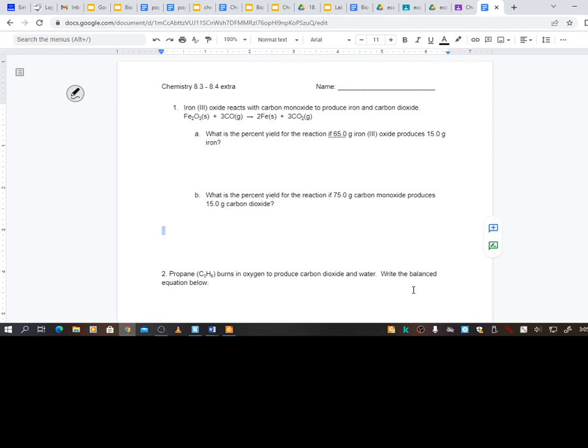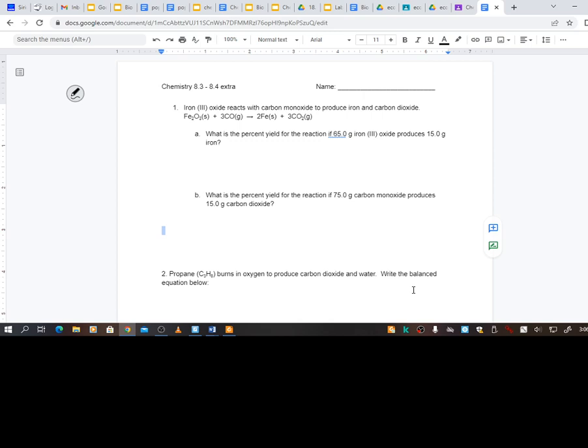8.3 is all limiting reactants. So it's which one of my reactants, which is on the left side of the equation, is stopping my reaction? Which one is limiting how much product I can make? So we're always looking at product. And then 8.4 is percent yield. So we'll look at the percent yields.